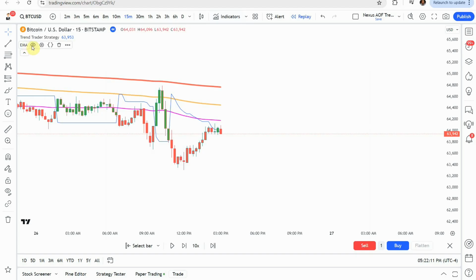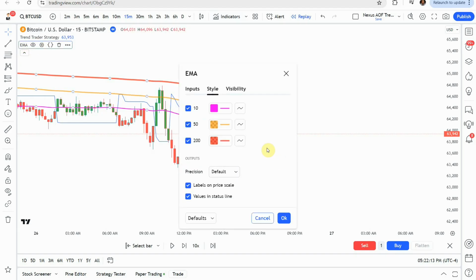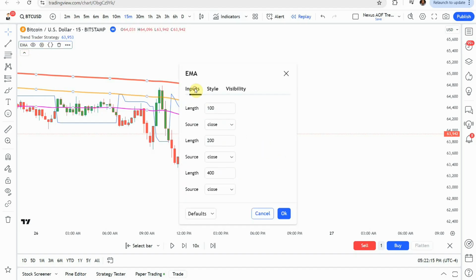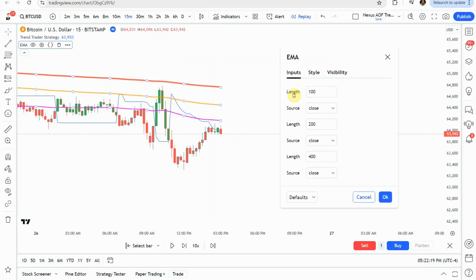And on this one, we're going to jump into the settings, make a few modifications. And so first of all, let's go into the inputs and let's change the first length right here to 100, the second length right here to 200, and the third length right here to 400.